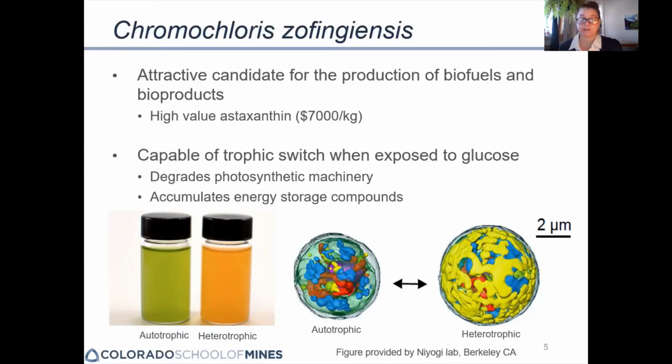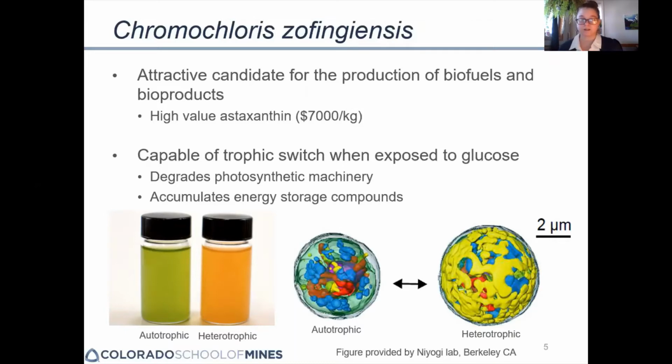Astaxanthin is a carotenoid that has been suggested to serve as a photoprotection for the cell. This compound is a very high-value antioxidant, and it can be sold for an estimated $7,000 per kilogram. When grown in the presence of glucose, this organism performs a unique and interesting switch from autotrophy to purely heterotrophy.